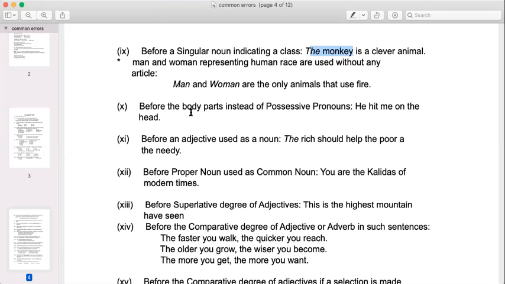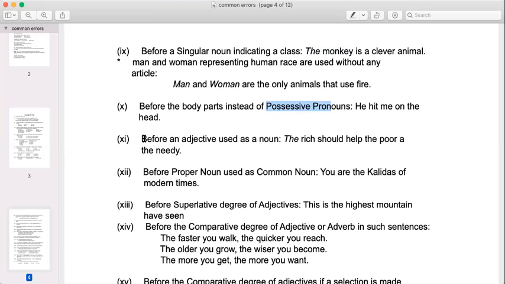Next uses before the body parts instead of possessive pronouns, like he hit me on my head. Instead of saying "my", we will say he hit me on the head. So "the head" is acting as a possessive pronoun.